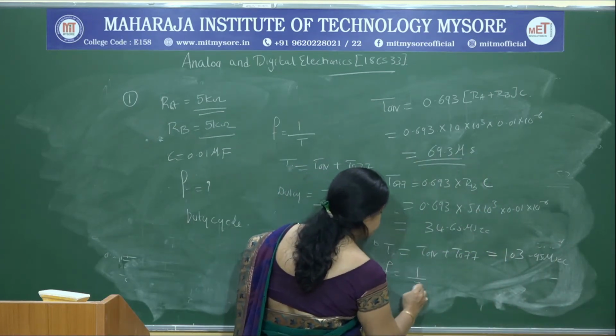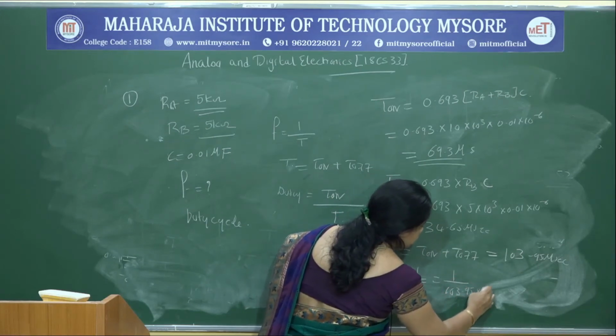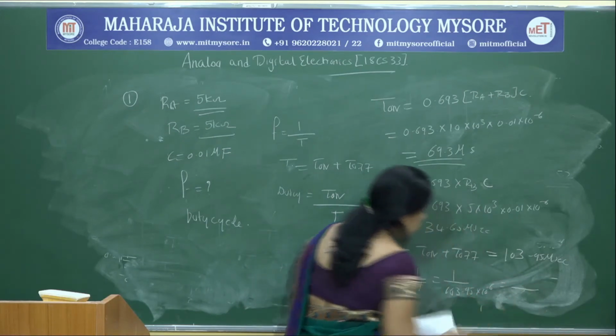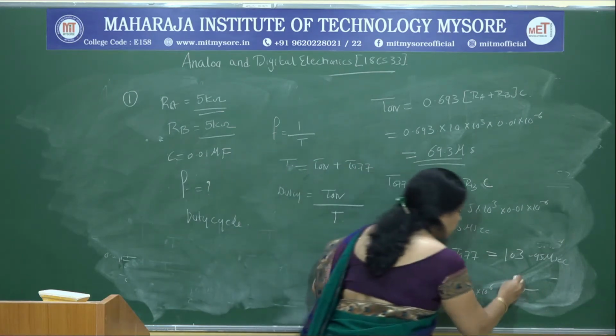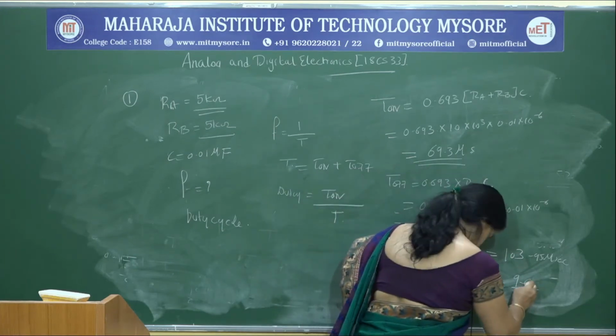Now, you need to determine the frequency. Frequency is 1 by T. So, 1 by 103.95 into 10 power minus 6. Substitute these values, you will get a frequency of 9.62 kilohertz.